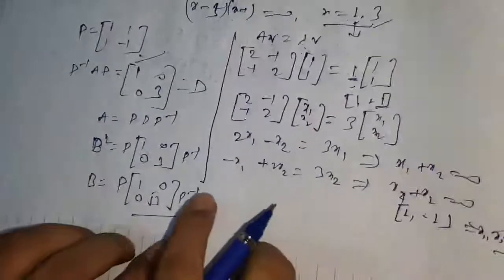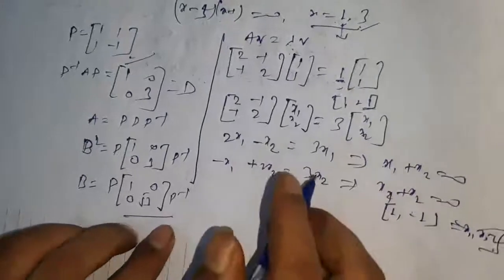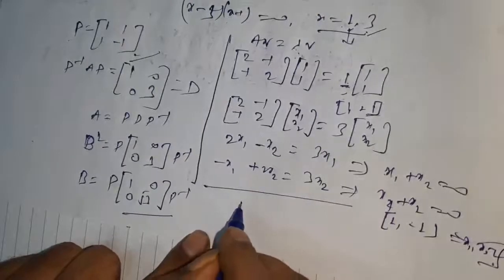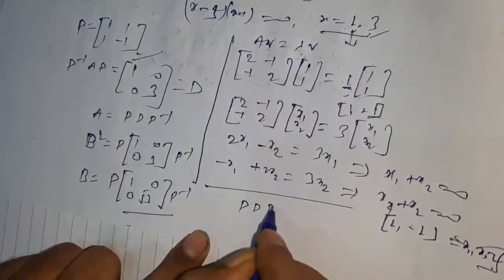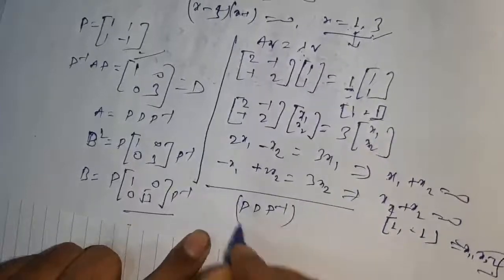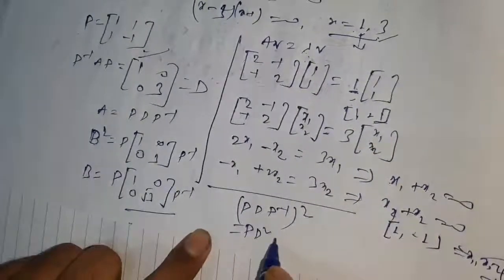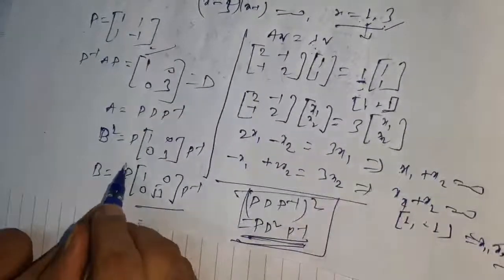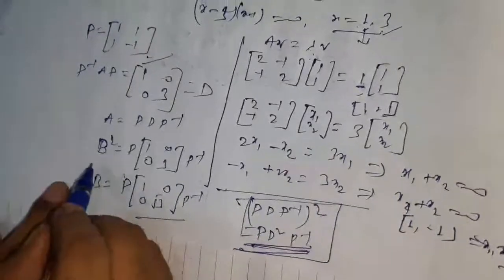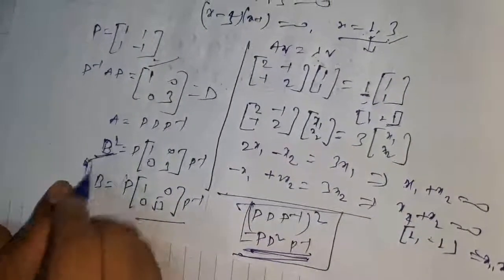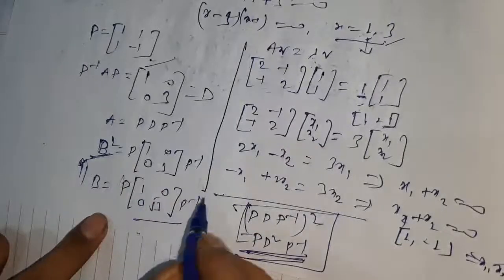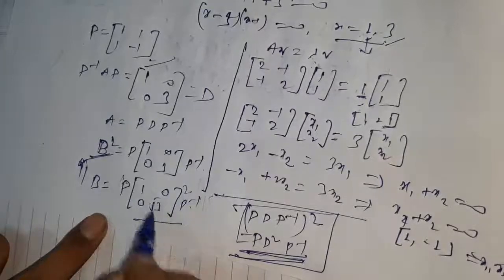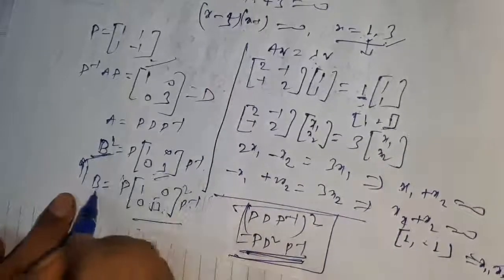How have I written this? You should know this: (P D P inverse) whole square will be P D square P inverse. Okay, you should know about this. So applying whole square on both sides, you can get this easily by back calculation. If you square both sides, the P and P inverse will remain the same. Then just square this matrix. If you square this matrix, you will get this value, and B will be this value.